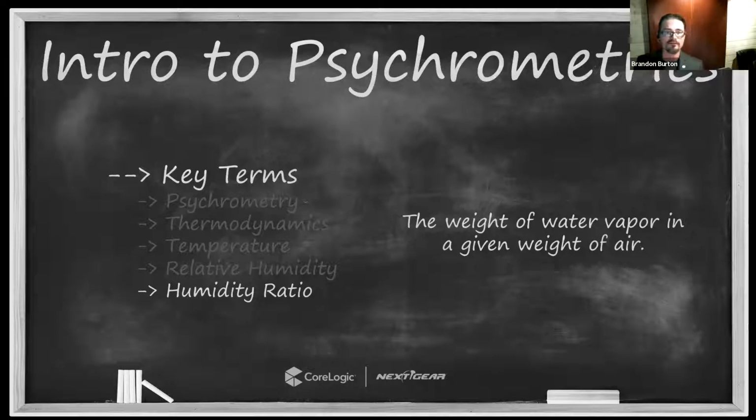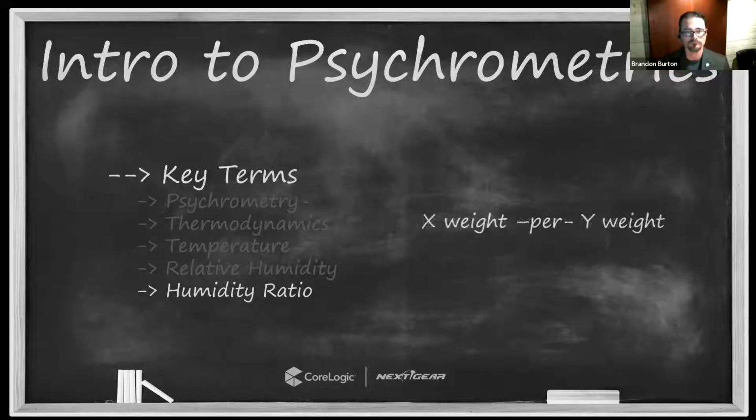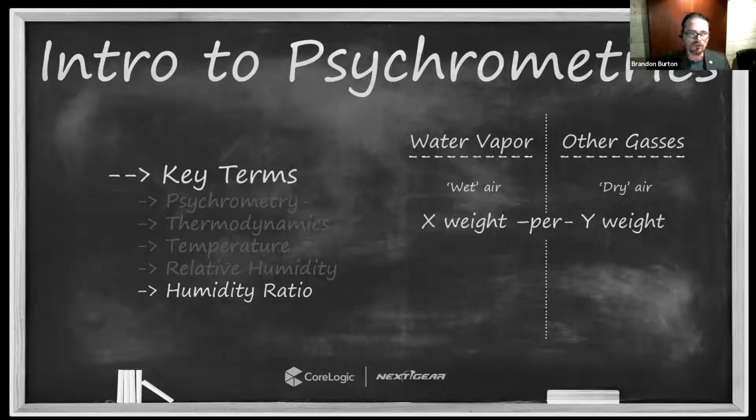Humidity ratio is the weight of water vapor in a given weight of air. So to understand that, let's use a little mathematical analysis here. Humidity ratio expresses the weight of water vapor compared to the weight of all of the other stuff that makes up air, quote unquote dry air. In other words, the argon, nitrogen, carbon dioxide, and all the other gases that are not water, aka dry. We can measure the weight of each of these in imperial scales and metric scales. If we were in metric, we'd measure the water vapor in grams for every X kilograms of everything else, right? So it'd be grams per kilogram of dry air.